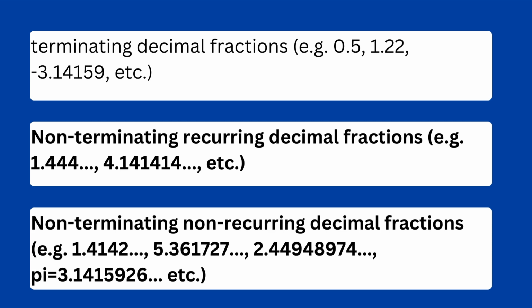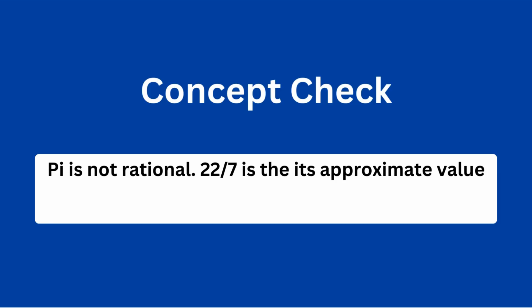The last type of decimal fractions, non-terminating non-recurring decimal fractions, are an example of irrational numbers, because these numbers cannot be written in the form p by q. At the end, I have a concept check, because there are some students who can argue that pi, although we have used it in high school as 22 by 7, why is it not a rational number? The answer is that the value of pi is 3.14159 and so on, and it's a non-terminating non-recurring decimal fraction. This 22 by 7 fraction is just an approximate value of pi. It is not the exact value, and there are many other approximations that exist.